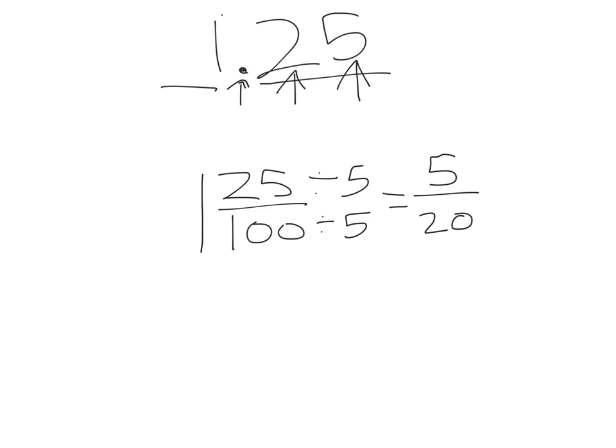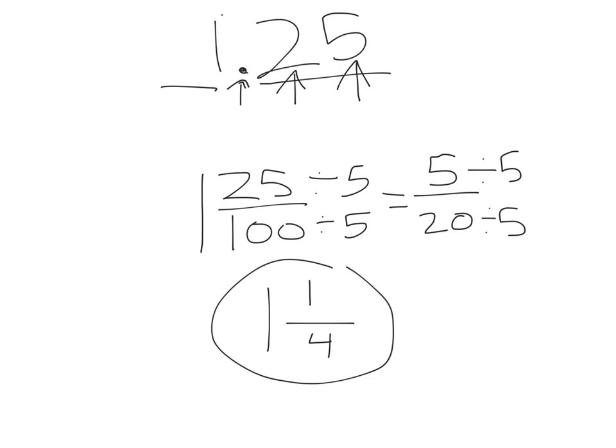And I can simplify again because look, 5 and 20 are both divisible by what? By 5. Hopefully you said that. Alright, so I'm going to do it again. Divide by 5. Divide by 5. 5 divided by 5 is equal to 1. 20 divided by 5 is equal to 4. And there we go. That's it. My final answer, written as a fraction, is 1 and 1/4.